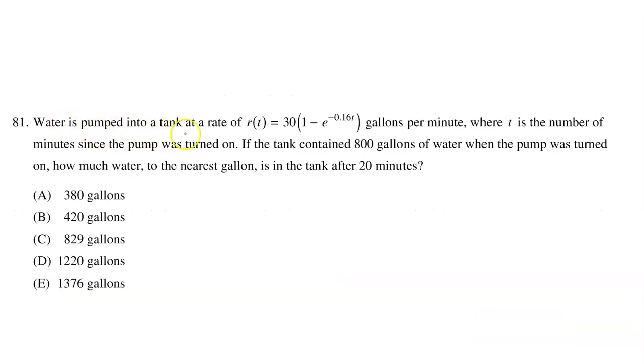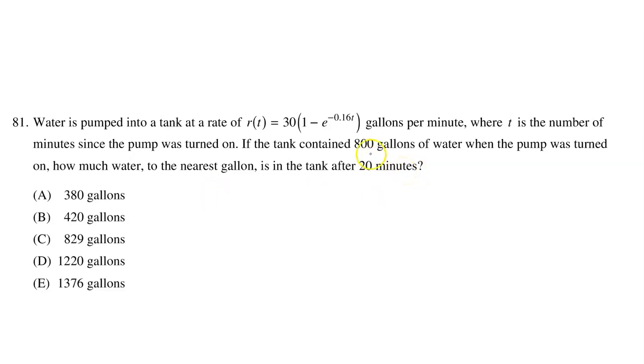Water is pumped into a tank at a rate of R of t equals 30 times 1 minus e to the negative 0.16 t gallons per minute, where t is the number of minutes since the pump was turned on. If the tank contained 800 gallons of water when the pump was turned on, how much water, to the nearest gallon, is in the tank after 20 minutes?